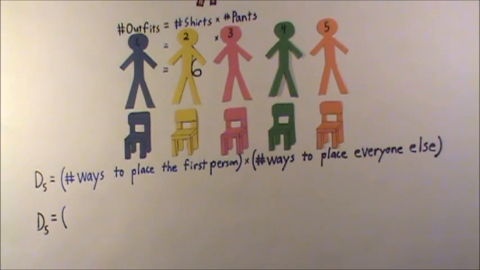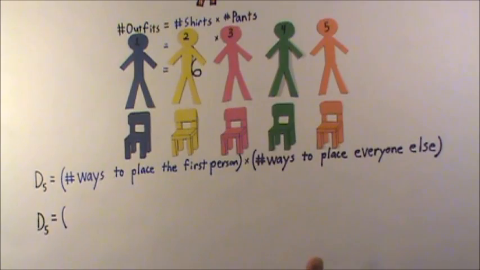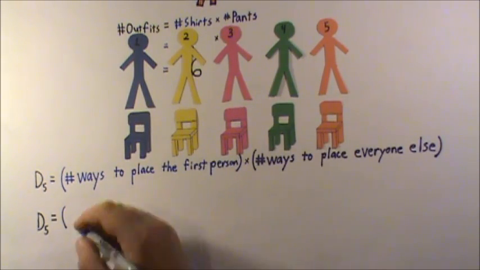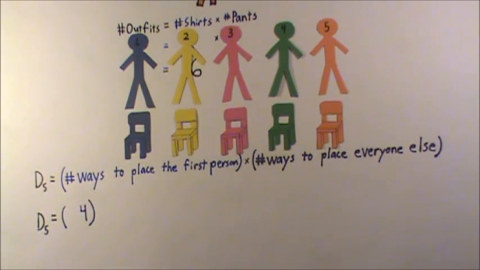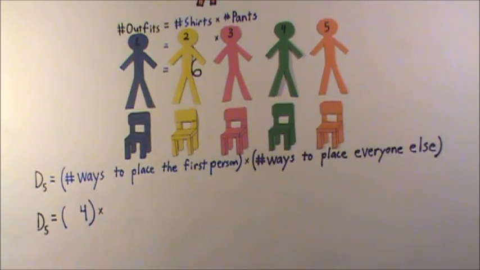So the number of ways you could place the first object, well, he can't go to his own chair, and there's 4 others that he can go to. Okay, there's 4 ways to place the first object. Now the number of ways to place everyone else is the harder part.